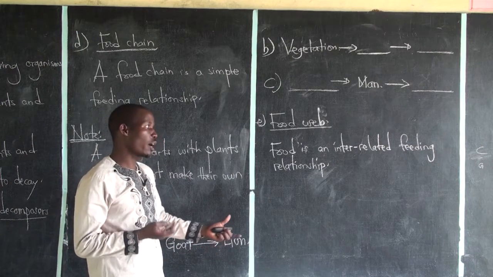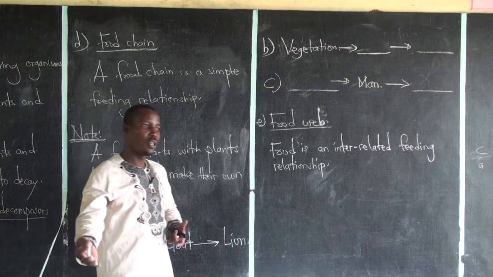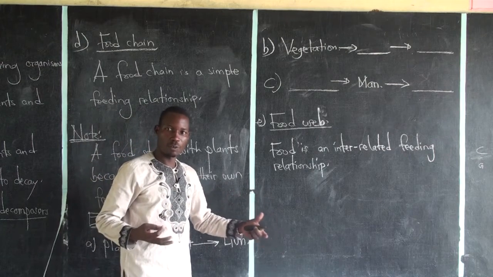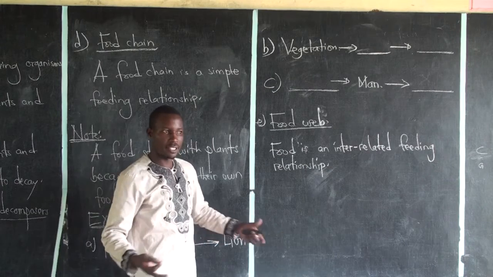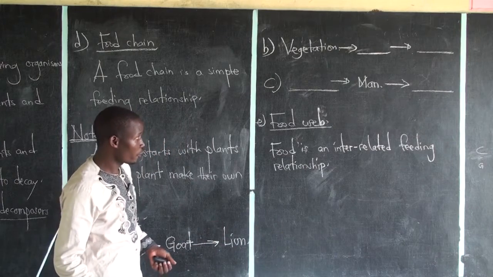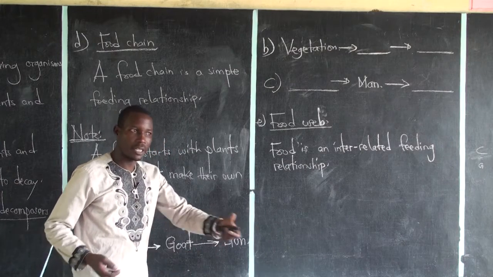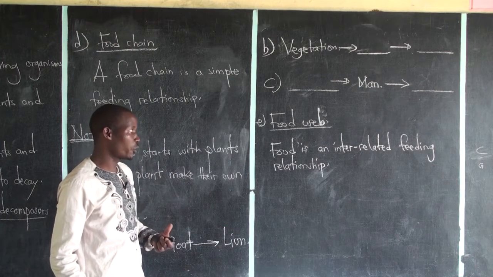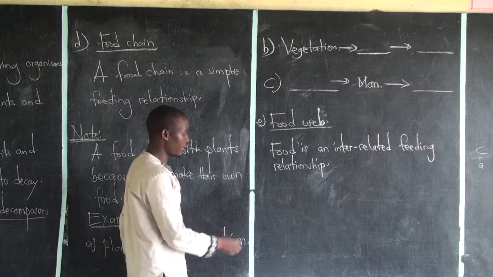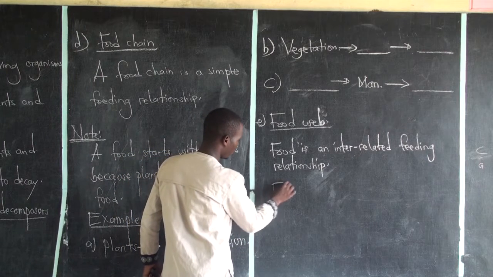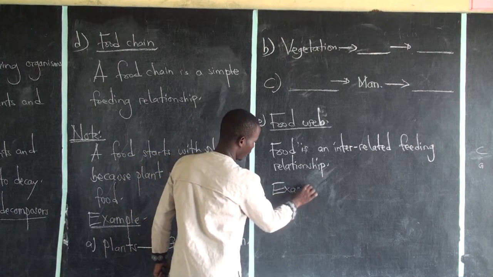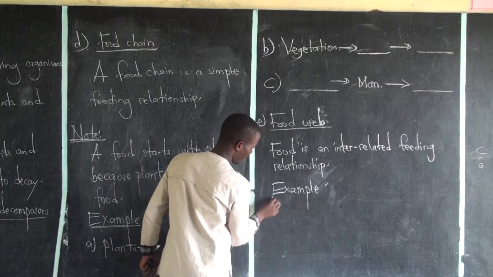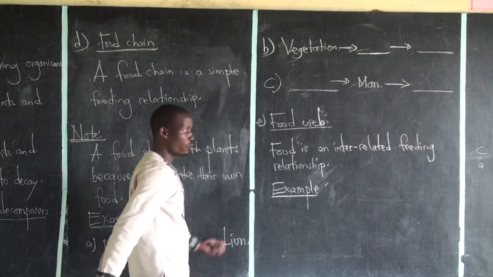In this case, we're going to have animals, or living things, feeding from or depending on others from different sources. So it's interrelated. There is a combination of more than one, which is different from the food chain. So here we can look at examples. Looking at a food chain and a food web, they can ask you to complete.